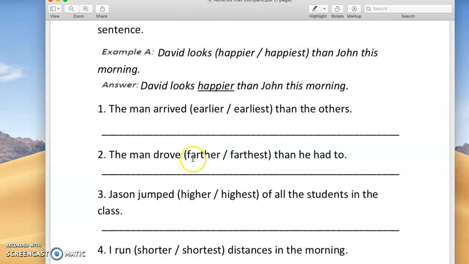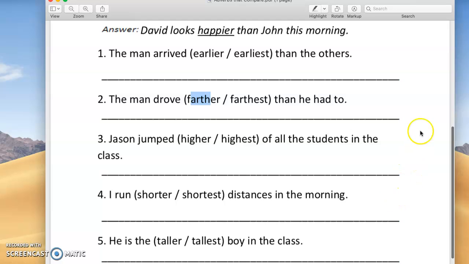Number two, the man drove farther or farthest than he had to. So we're saying he could have driven one way, but he drove another way. So we're comparing two ways. So we would say that it is farther. The rest of those you're going to do on your own, choosing whether you're going to use an ER or EST.